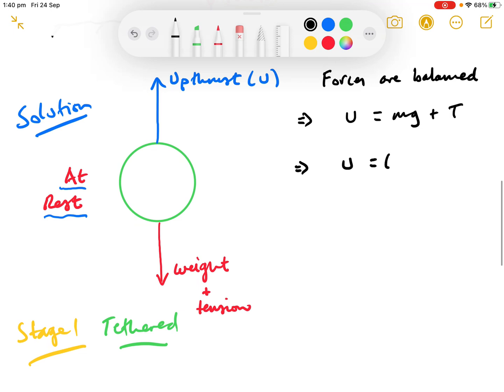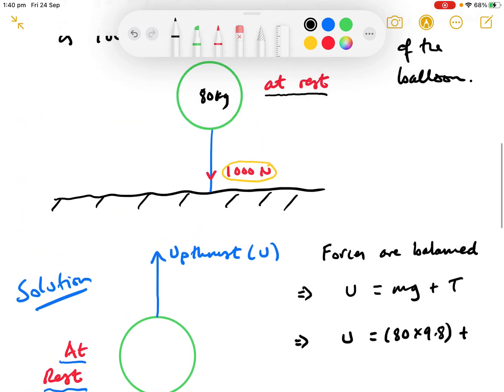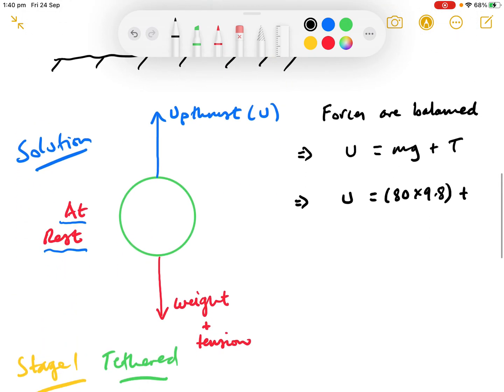Well, what are we told? We know the mass is 80, so we can put in that that is 80 times 9.8. We don't need the sign convention here. It's generally pretty obvious from the context what the direction is. And the tension, we're told, is 1,000 newtons. Okay.